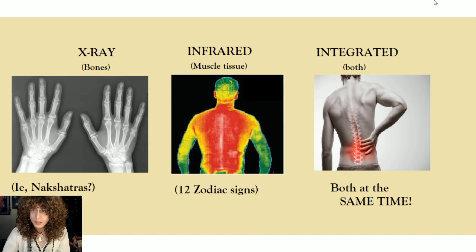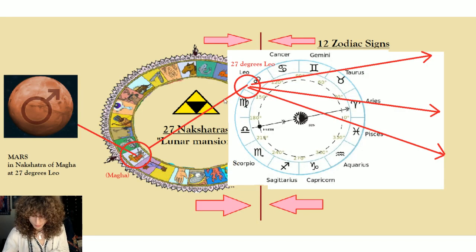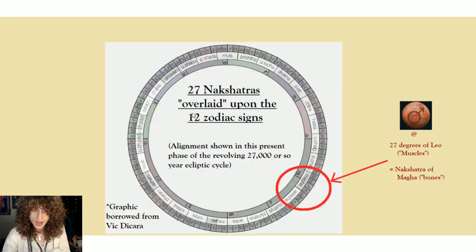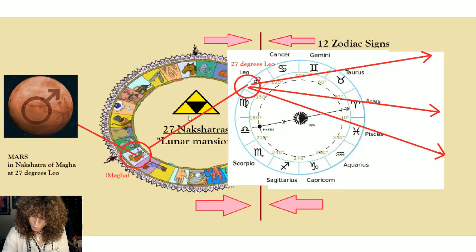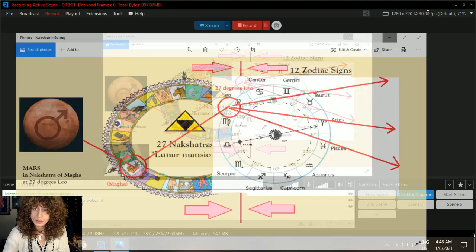Let me just check that you guys can see here. Yep. X-rays show bones, whereas infrared shows muscles. A good doctor will not ignore the bone structure of a patient in order to try and fix a torn ligament. And in the same way, a good astrologer cannot accurately predict or diagnose how a planet in a certain zodiac sign will behave without also overlaying or integrating that reading of any planet in any sign.